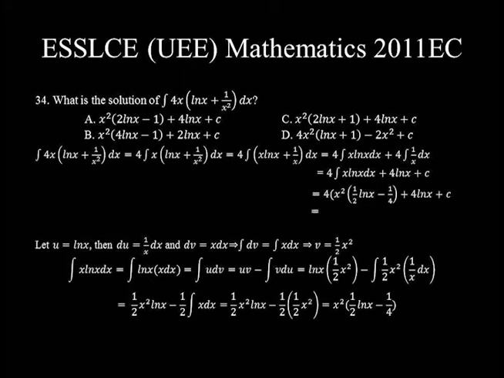This implies x squared times 4 times 1 over 2 ln x is 2 ln x, minus 4 times 1 over 4 is 1, plus 4 ln x plus c. Therefore, the right alternative is choice A.